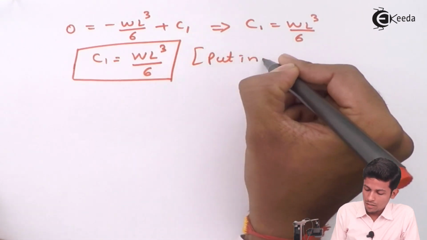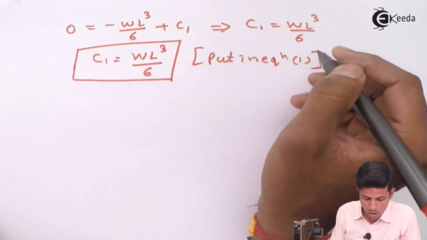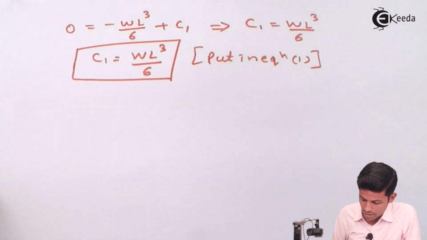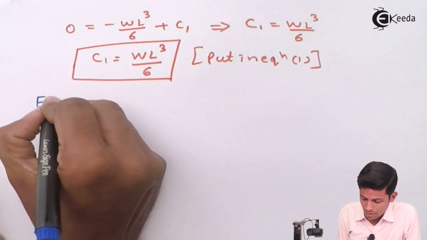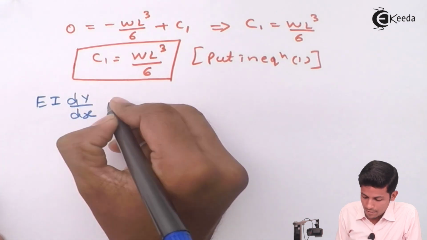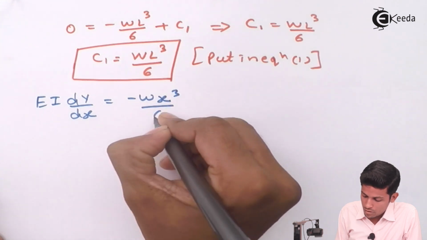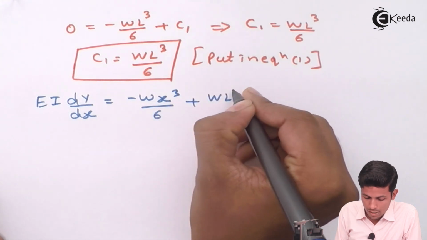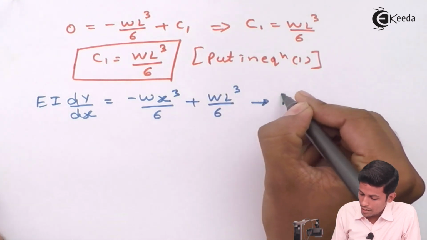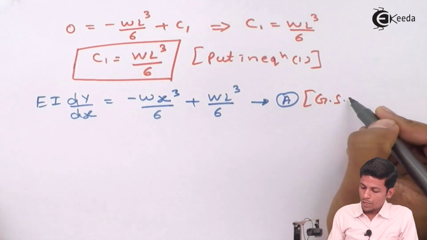Put in equation number 1. Now how will you get the value over here? See, we get the answer like this: EI dy by dx is equal to minus wx cube upon 6 plus wl raised to 3 upon 6, which is nothing but your A. This is nothing but the general slope equation.